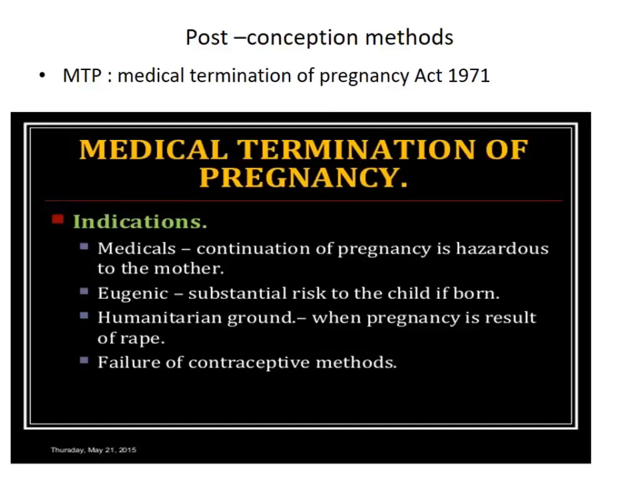Now, what are the indications of medical termination of pregnancy? Indications are medical, any medical emergency to the mother. Eugenic, that is something risky to the child, some genetic problems. Humanitarian ground, when pregnancy is a result of rape and failure of contraceptive methods.